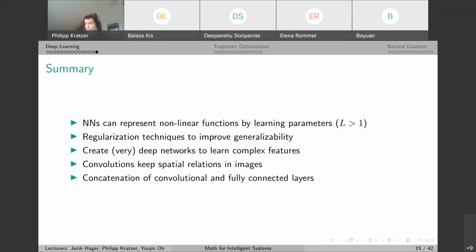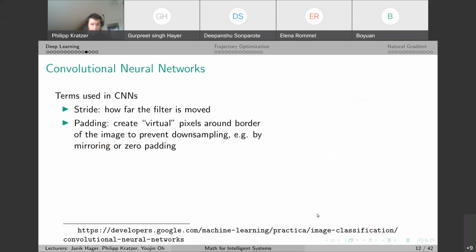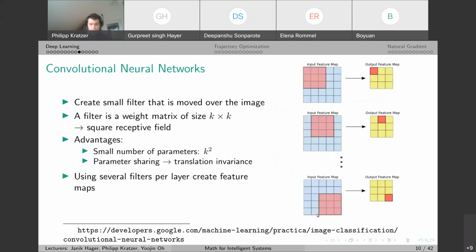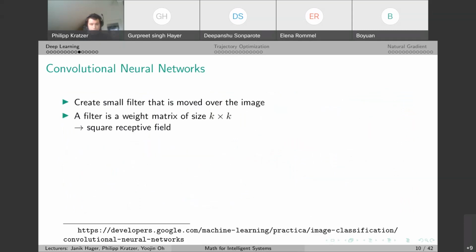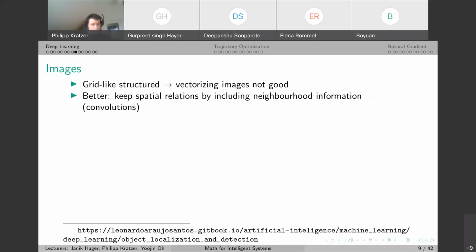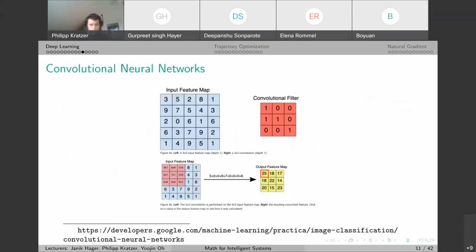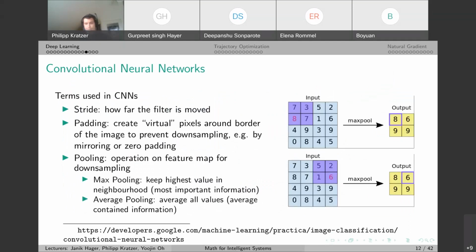Before I start with the second part, are there any questions? I have a question about the pooling. I wanted to ask how it's done and why the output is this way. The pooling after. Yeah, here.